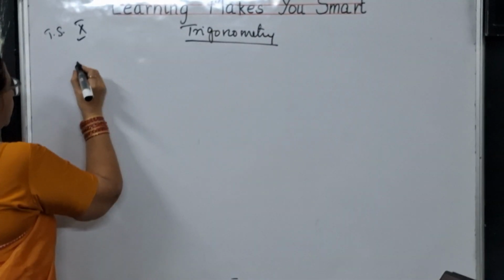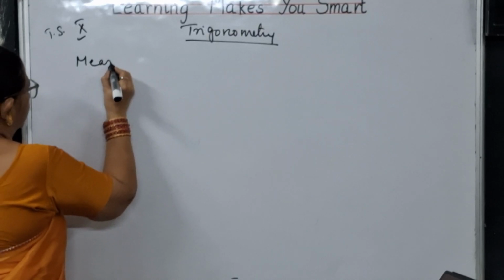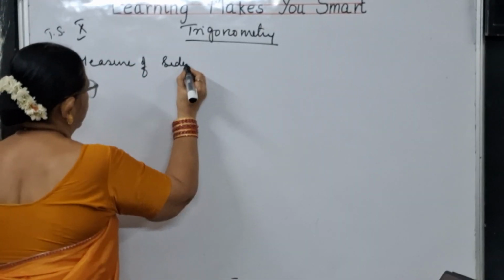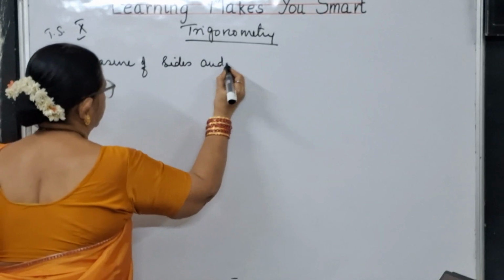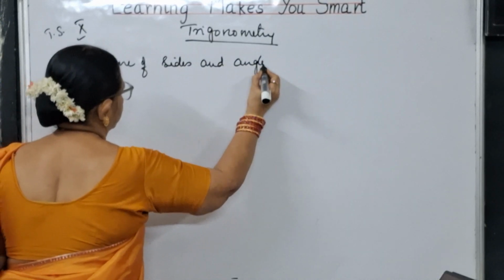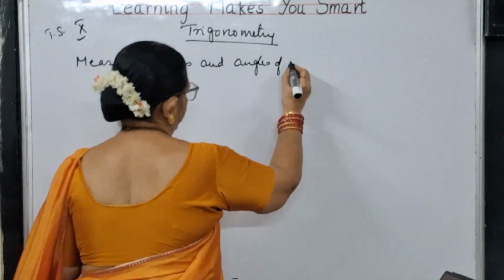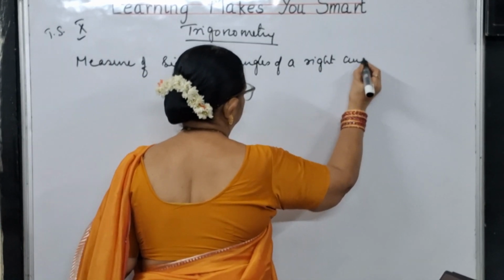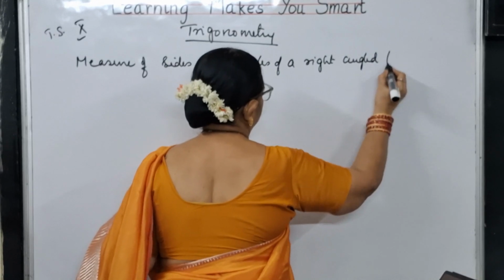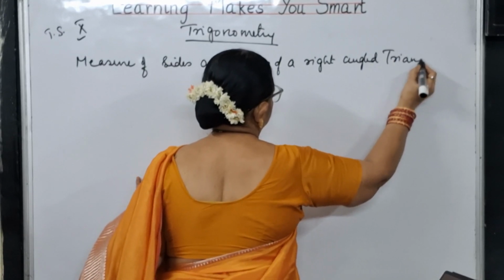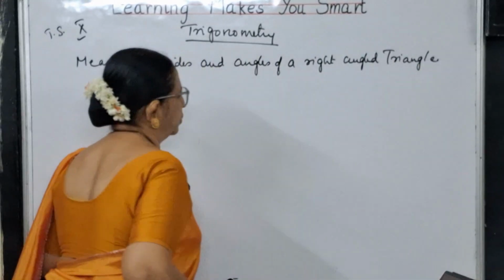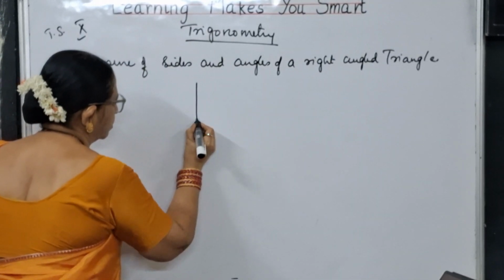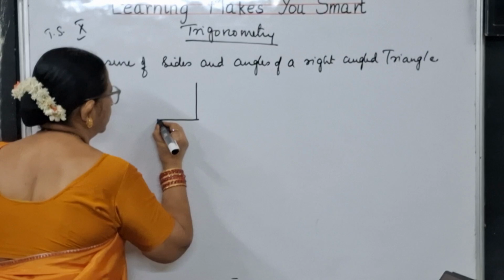First you should know it is the measure of sides and angles of a right angled triangle. This is trigonometry, children. As an introduction, let us have a small discussion about a right angle triangle.